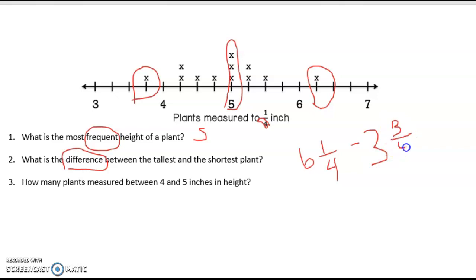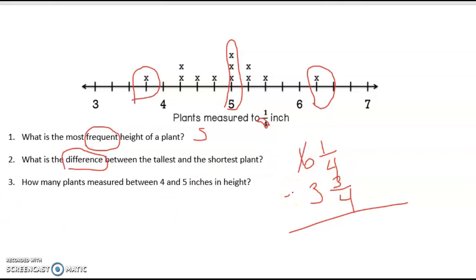Oh, I see something happening here. Oh, they just threw something else in on you. You're going to have to regroup. You can't take 3/4 away from 1/4. So you know what? I'm going to erase this and I'm going to write it vertically. Why did I write it vertically? So that I could regroup. Because you can't take 3/4 from 1/4.